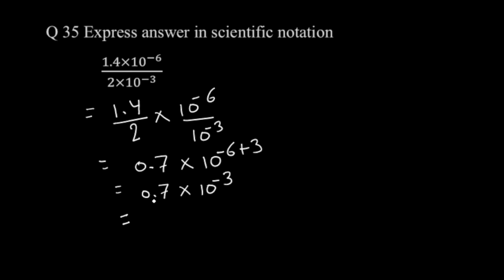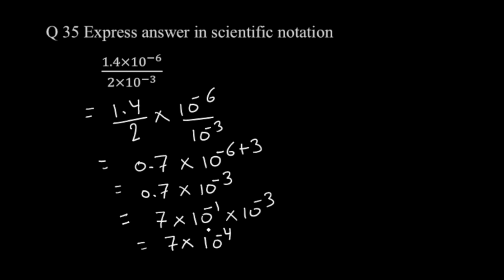But this is not the correct scientific notation form. The first leading digit should be 1 or greater than 1 but less than 10. Then we have to move 1 unit right. That means 7. If we move 1 unit right, then we have to write 10 to the power minus 1 multiply 10 to the power minus 3. 7 multiply 10 to the power minus 1 multiply 10 to the power minus 3, which is 10 to the power minus 4. Now move to another question.